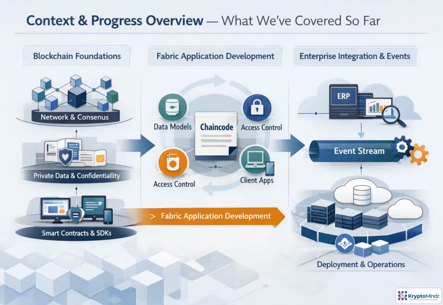We've already built the foundation: Fabric networks, transaction flow, confidentiality, chaincode, data models, access control, and client integration. Now we'll connect those skills to enterprise systems by turning committed transaction outcomes into reliable events. After that, we'll be ready to move toward deployment and operations.